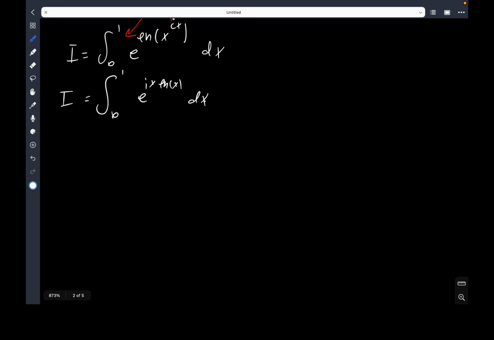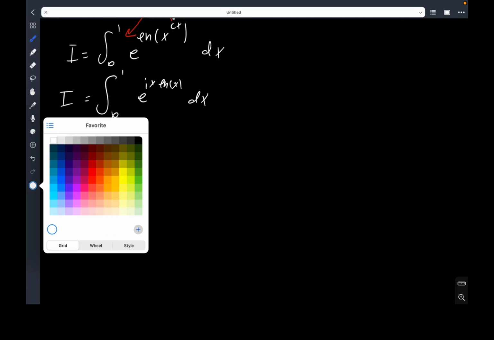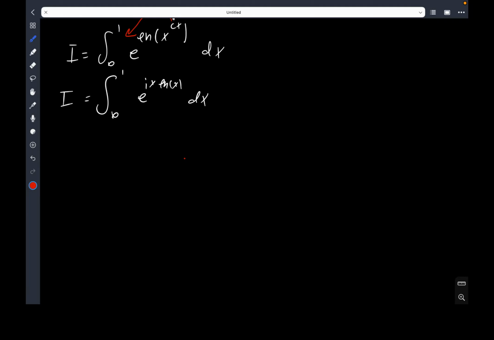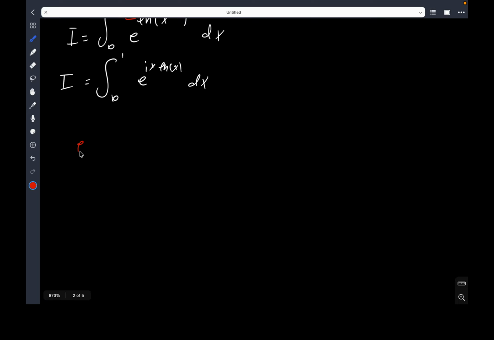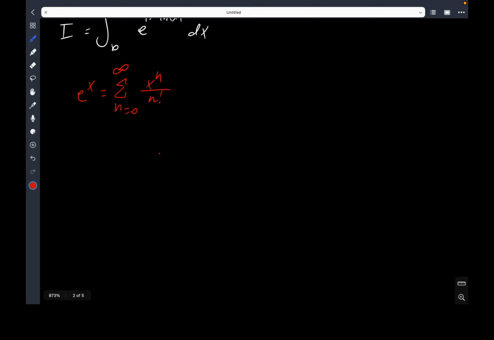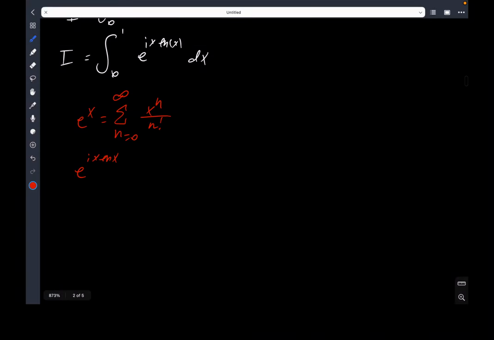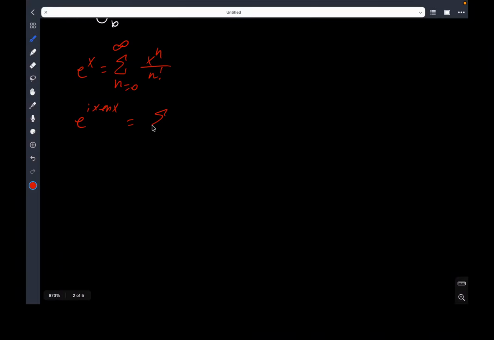So now, the trick that I'm going to use is the Maclaurin series, the series for e to the x, as an infinite sum from 0 to infinity of x to the n over n factorial. And if I want to have e to the ix ln x, I'm going to get the sum from 0 to infinity of (ix ln x) to the power of n over n factorial.